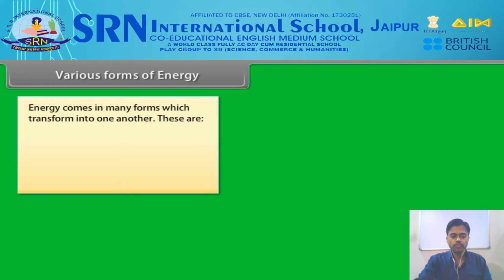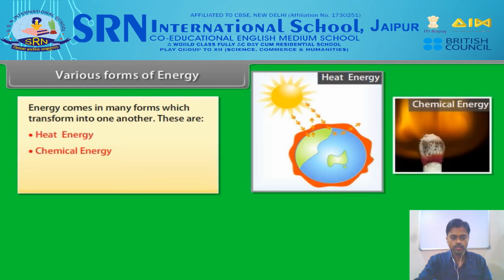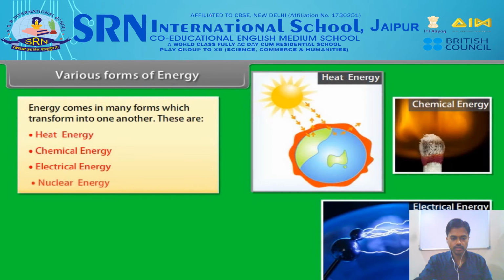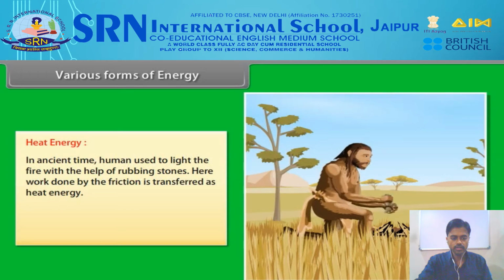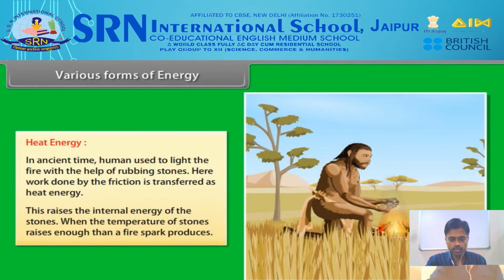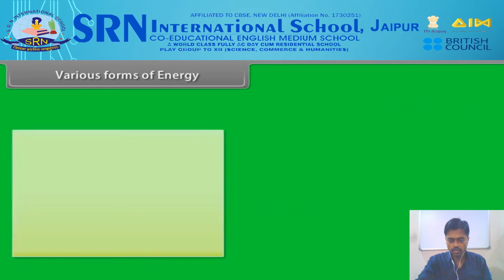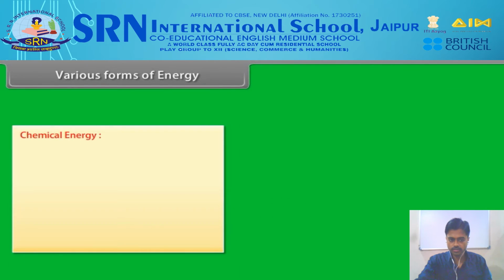Now let's talk about the next topic, that is various forms of energy. There are various forms of energy that exist in nature. Some of them are heat energy, chemical energy, electrical energy and nuclear energy. Let's talk about heat energy. Heat energy is that type of energy which we can observe or obtain from rubbing two bodies. As we can see in the image, the ancient man is using two stones to rub, and with the help of that heat is generated, and due to the extensive heat obtained, fire catches.